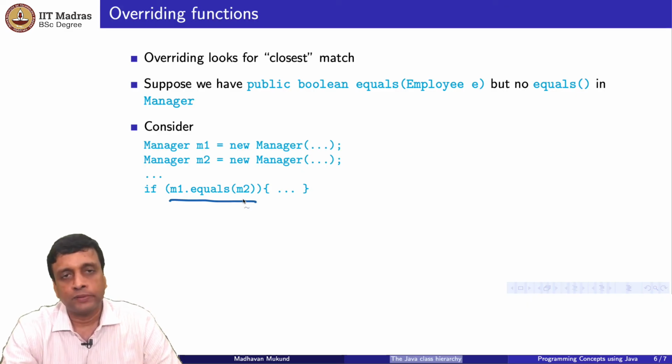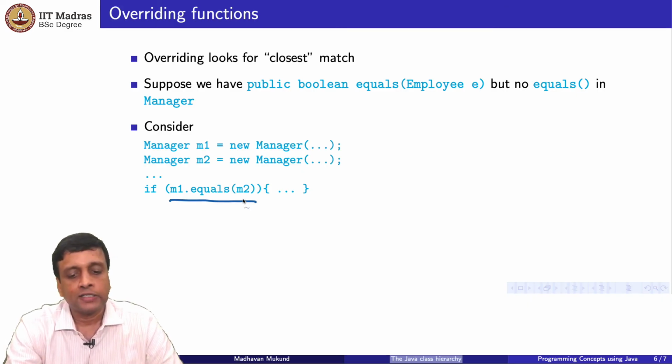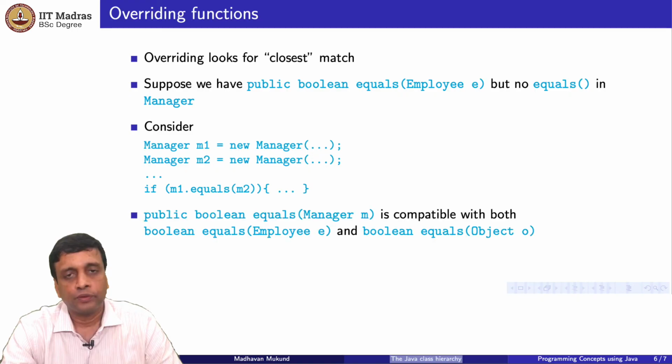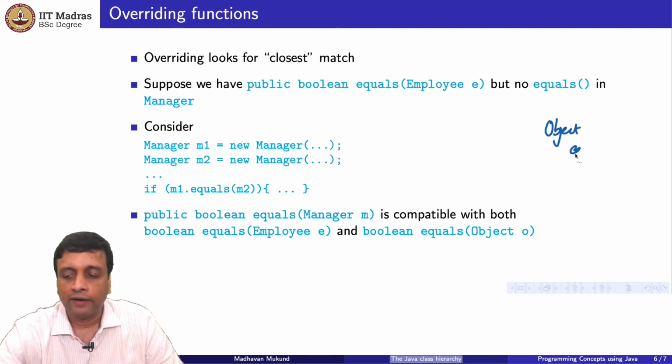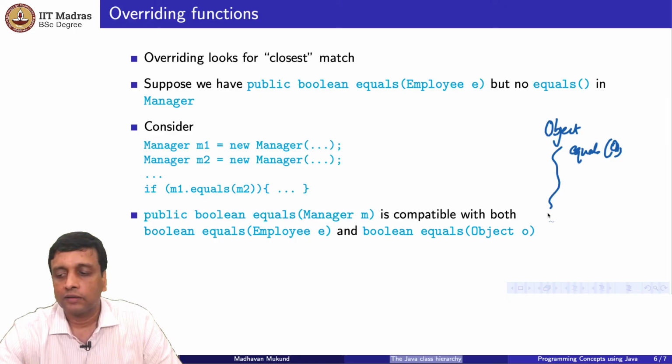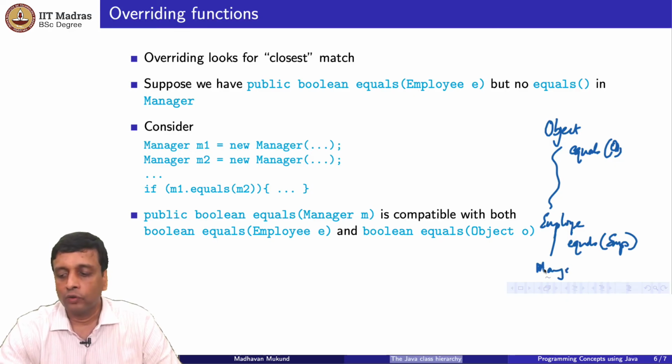I create two manager objects, M1 and M2, and then I ask whether M1 is equal to M2. So now the question is, what equals is going to be used here? Because at the top, I have an object class which has this equals with object, right? And somewhere down here I have employee which has an equals with employee. And now below this I have manager.